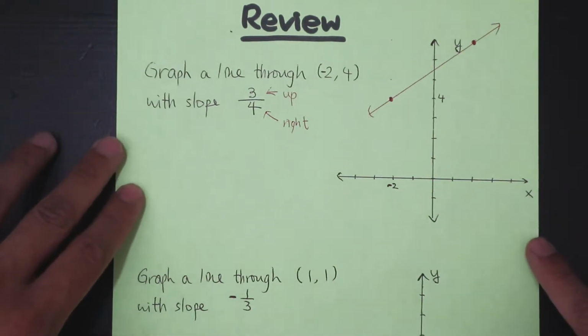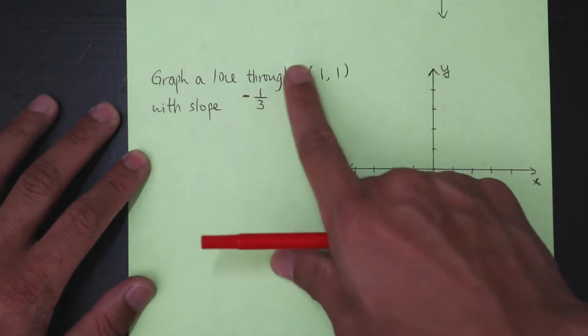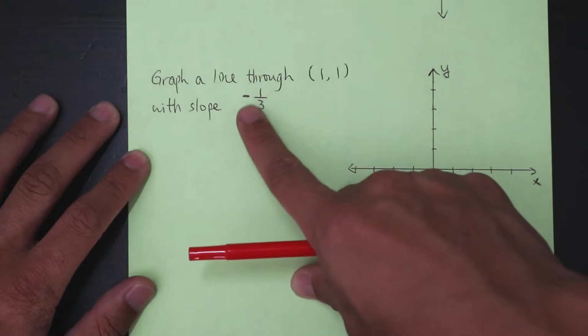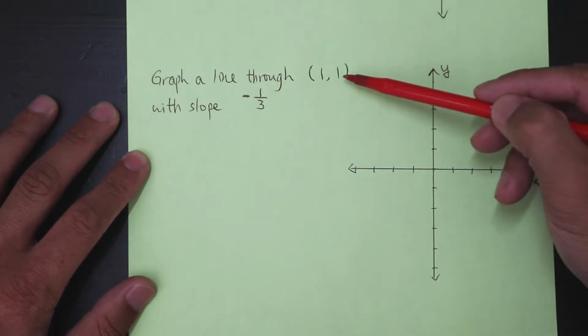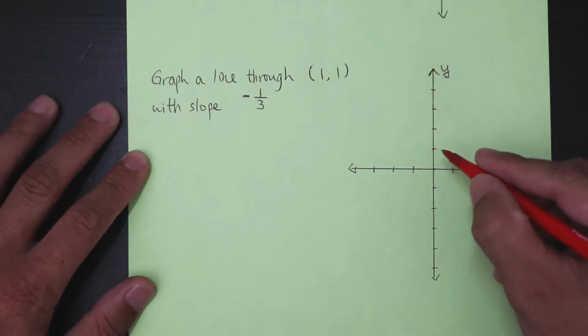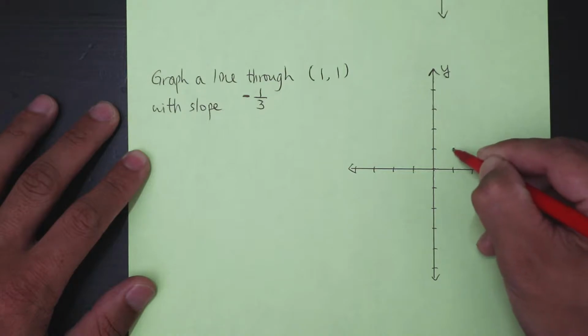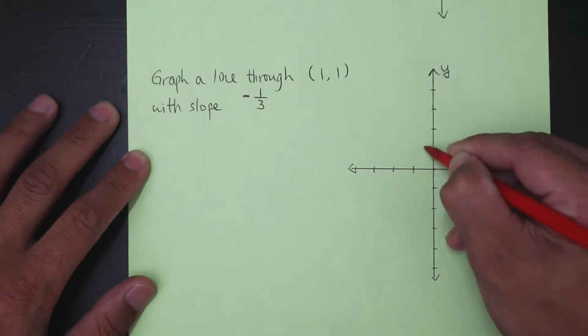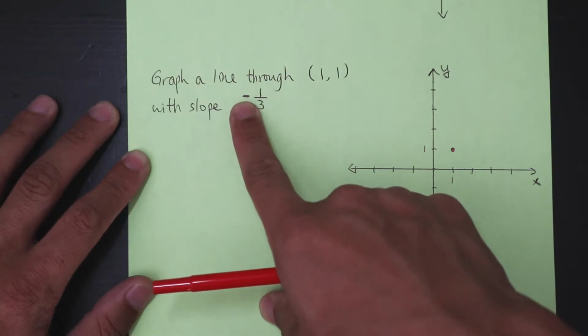Okay, let's try one more. So in this example, same thing. They want you to graph a line through (1, 1) with a slope of -1/3. So as before, we're going to start with the starting point, which is (1, 1). To graph (1, 1), you go 1 right and 1 up. So this point right here will be (1, 1). And then the directions tell you to move certain places.